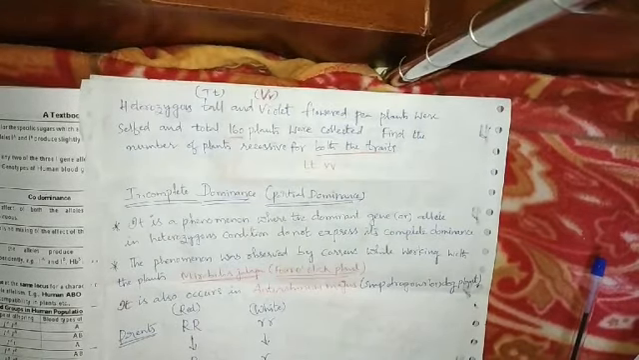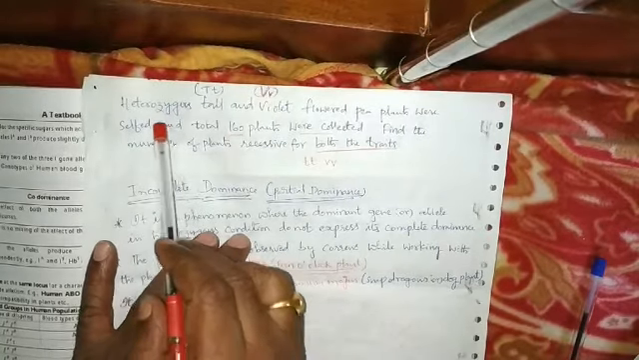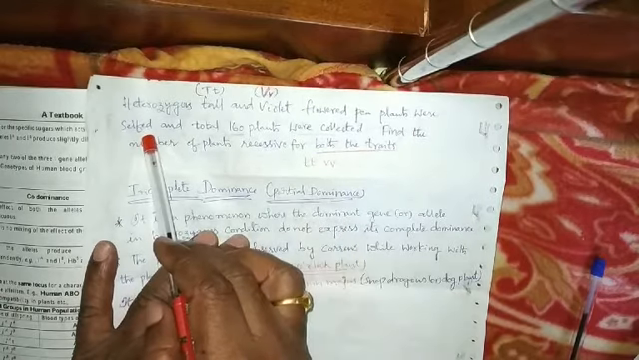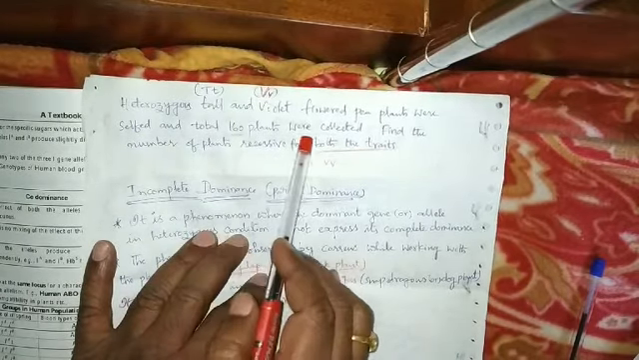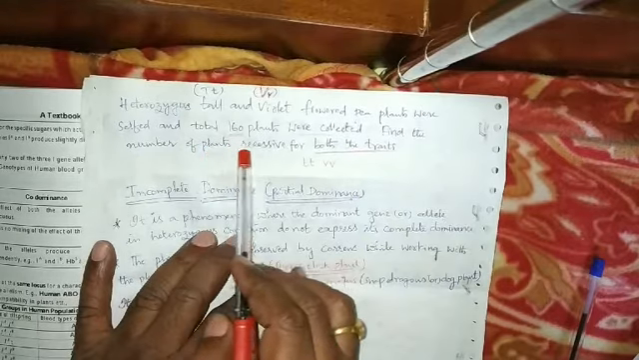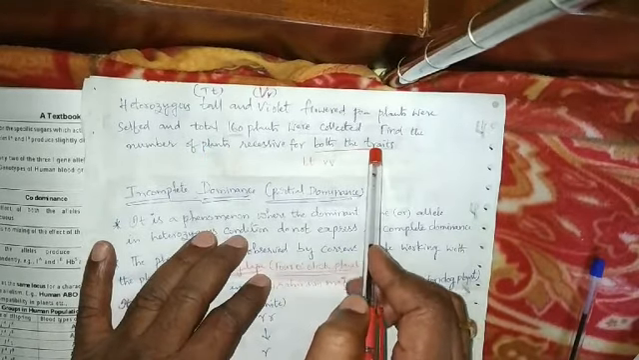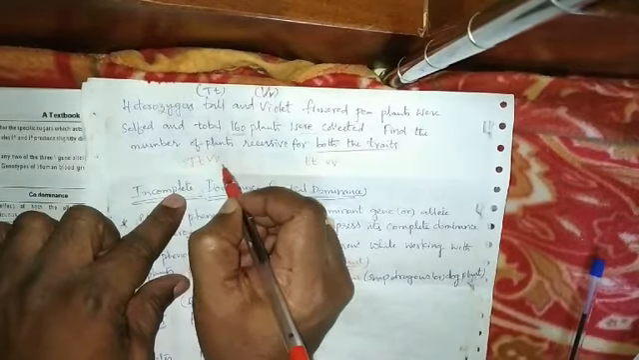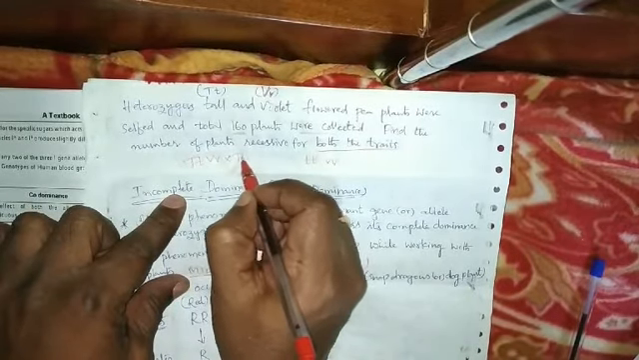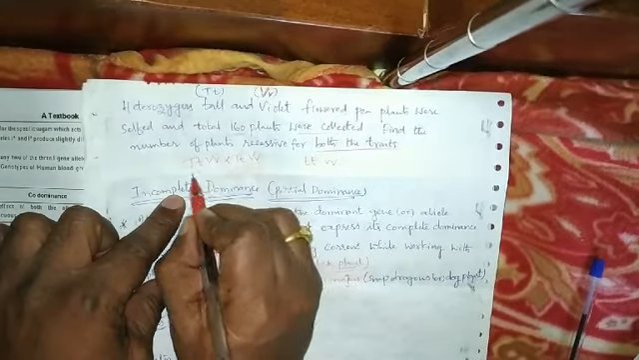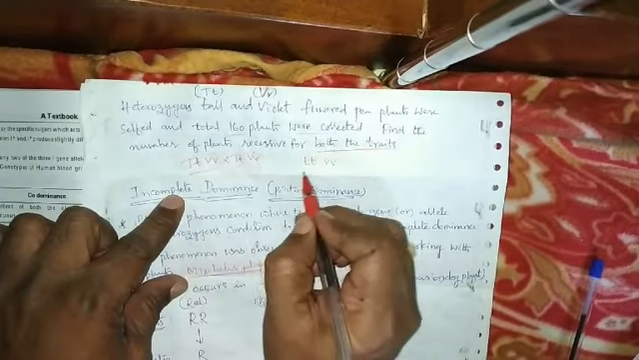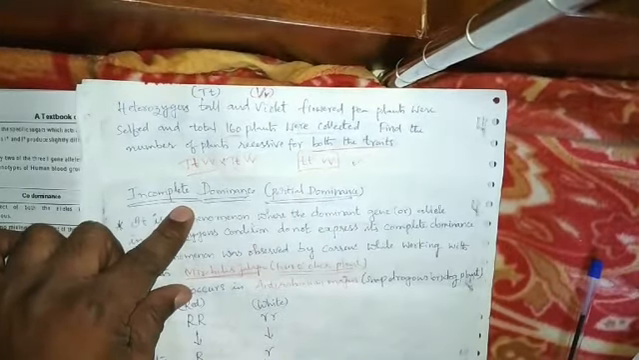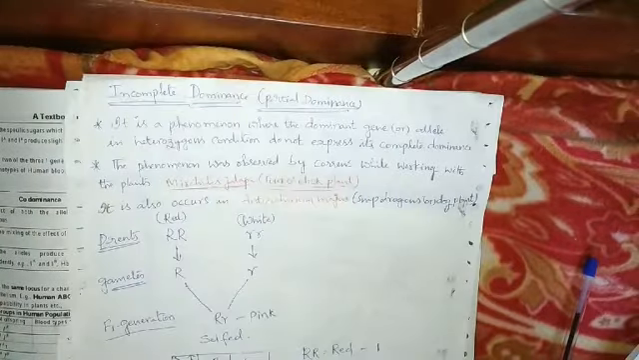One more time I'll read the problem here. Heterozygous tall and violet flowered pea plants were selfed and a total of 160 plants were collected. Find the number of plants recessive for both the traits. So this is a plant, capital T small t, capital V small v. When these two plants are crossed, such a combination of the plants, how many? They are asking. So we need to solve this one.